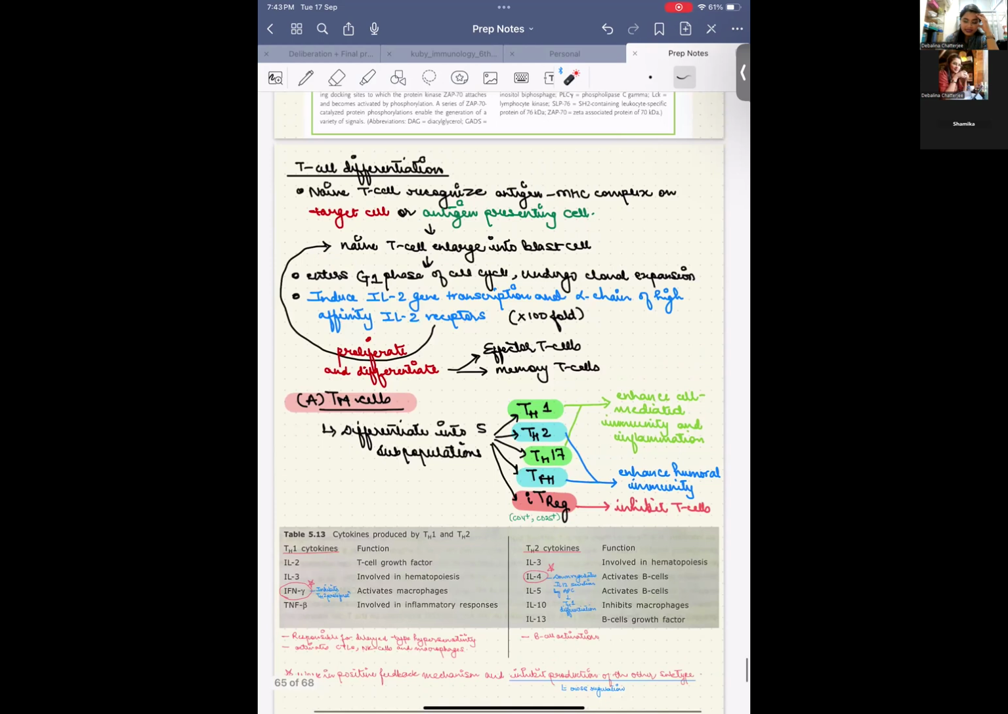Okay, so the naive T cell recognizes an antigen-MHC complex, which can be on a target cell if you're talking in the context of TC cells, because the TC cells are going to recognize a cell for killing, or on an antigen presenting cell. So which cells recognize the antigen-MHC of an APC? Your T helper cell. So whenever this recognition is happening, a naive T cell is going to enlarge into a blast cell and eventually re-enter the cell cycle and undergo clonal expansion.